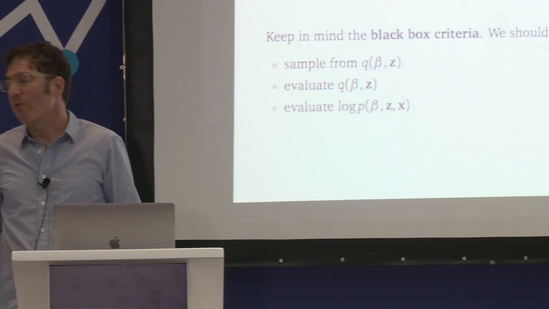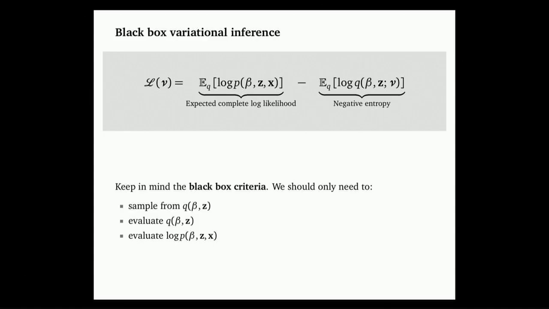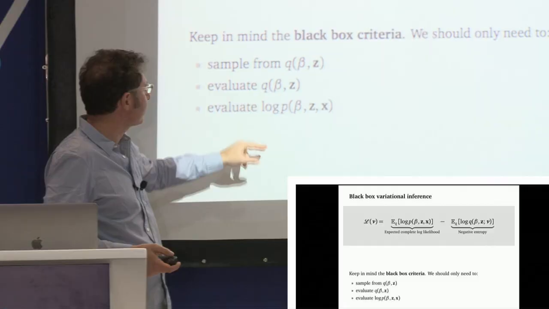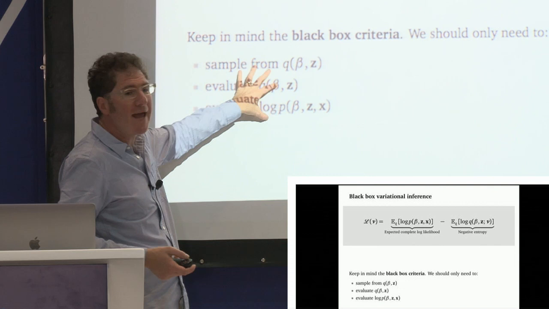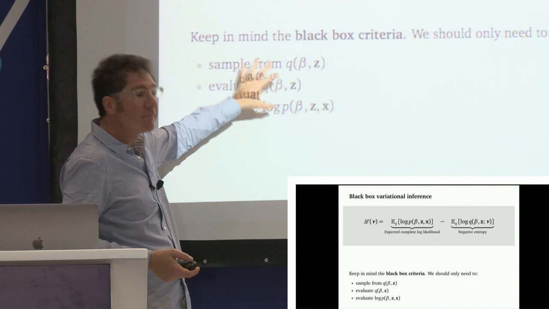We want to keep in mind when we do this what we call the black box criteria, which means that we want to only have to do the following. One, sample from Q. Two, evaluate Q, or some function of Q. And three, evaluate the log joint. All right, so I only want to have to be able to do these things. We want to be able to do variational inference by only doing these three things.